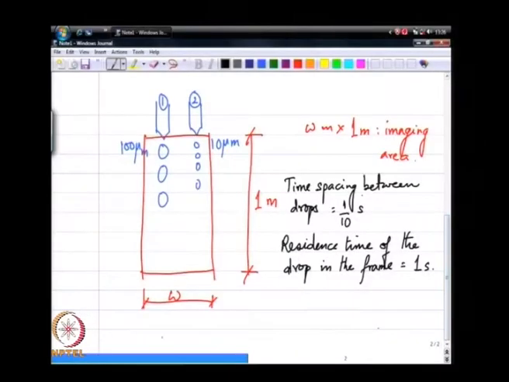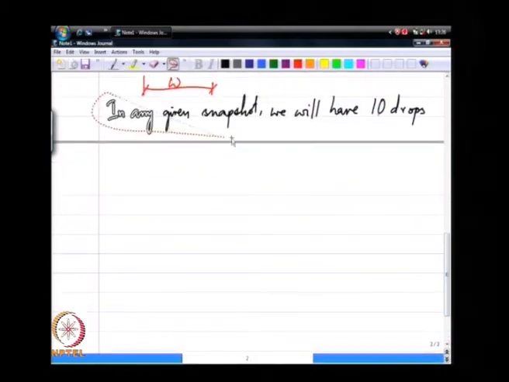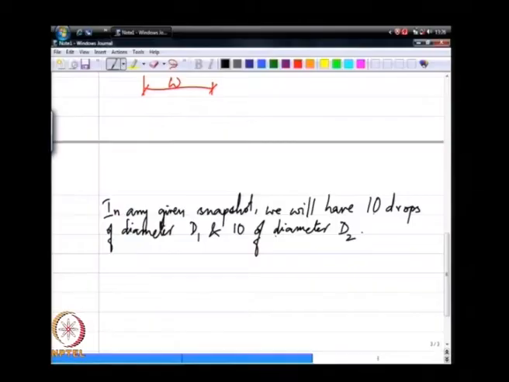Which means if I take a snapshot, I am going to have ten of diameter d1 and 10 of diameter d2.